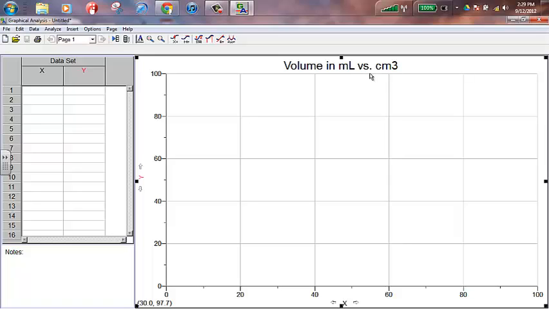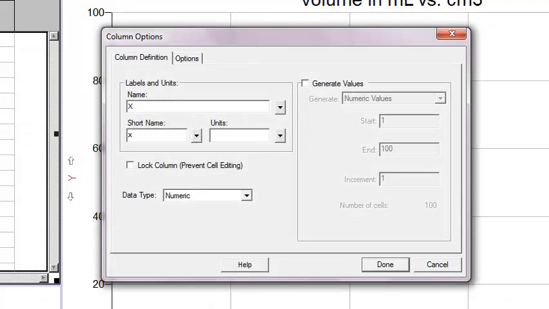Now what we're going to do is label our axes, our x and our y axes. There's a couple of ways to do it, but one of the ways you can do it is just to double click at the top of the table over here. This is the chart where you put in your data. I'll just go ahead and do that. If you hover over the x, it even gives you an indication there. It says double click to edit the column. So I'm going to double click there, and you get a column options window, and what you're going to do there is name the column. Well, actually what you're doing here is naming the x-axis.